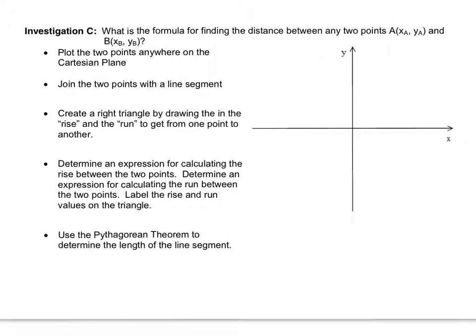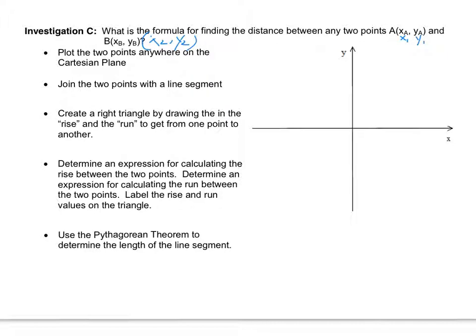Okay, so what's the formula for finding the distance between any 2 points? We'll call them point A and point B, and I've labeled it XA and YA, or some of us last year would have called this X1, Y1. That's the same thing, just a different notation. And we could call this point 2, with X2, comma Y2. So if you're more comfortable using 2's and 1's rather than the A's and B's, I'm perfectly fine with that.